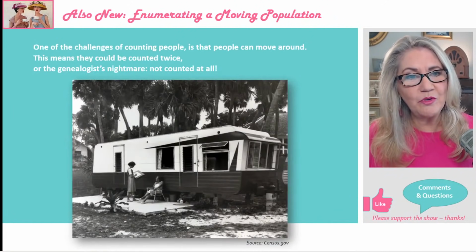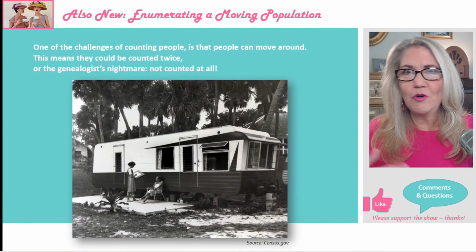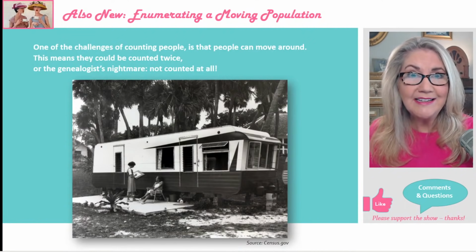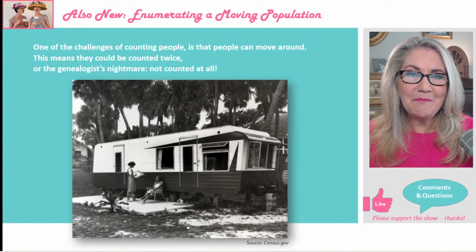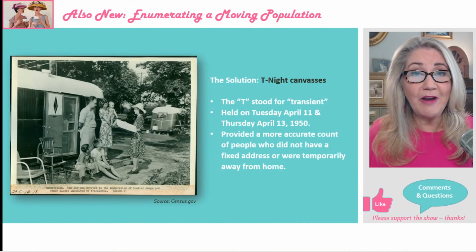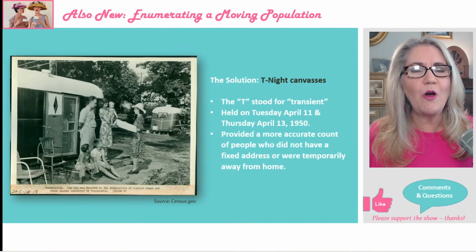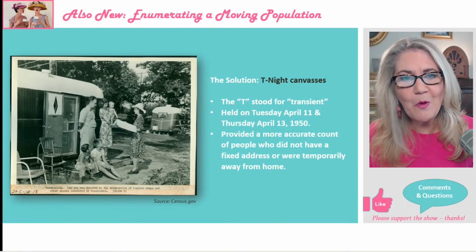And that posed a really interesting challenge for the enumerators. So counting people, of course, when they're moving around is challenging. They could be counted twice or worse. They could be not counted at all. So census takers made a huge effort to capture these people. And I know when I look through my grandmother's scrapbooks and photo albums, oh my gosh, there were more camping pictures than anything. They were always on the road going camping. And at one point they had rented a little motorhome.